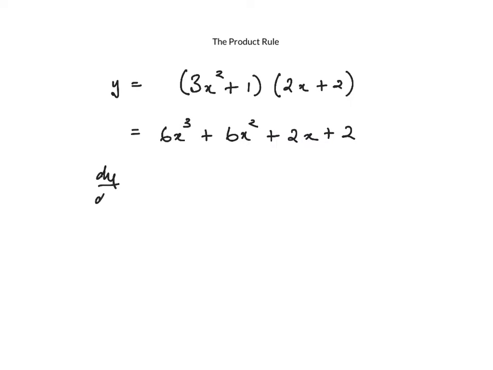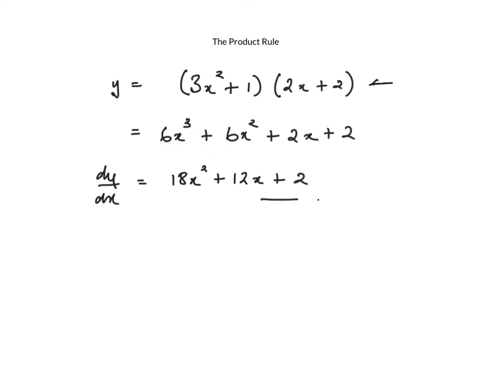dy by dx, 3 times 6 is 18, 18x squared, 2 times 6 is 12x, and 2. But there is another way of dealing with this.